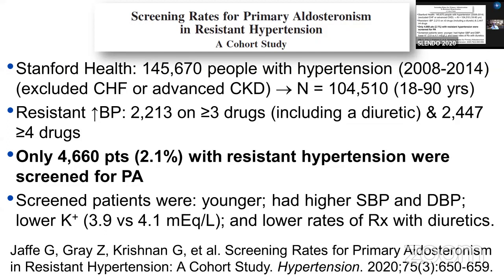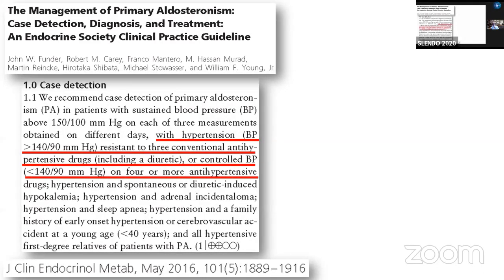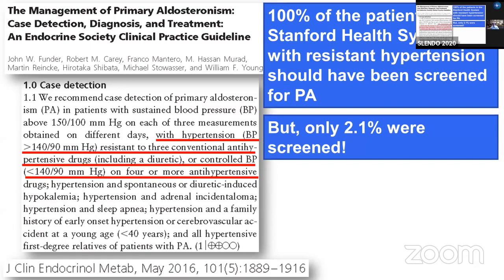So here's a screenshot of the primary aldo guidelines from the Endocrine Society, where we tried to focus on the high-risk subgroups for primary aldo. So those people with hypertension resistant to conventional antihypertensive drugs, on three or more antihypertensive drugs with poor control, or on four antihypertensive drugs. What we said in the guideline, all these people should be tested for primary aldo. However, at the Stanford Health System, only 2.1% were actually screened.